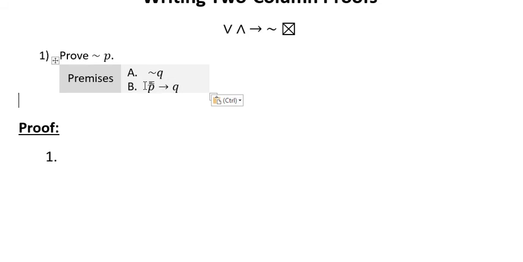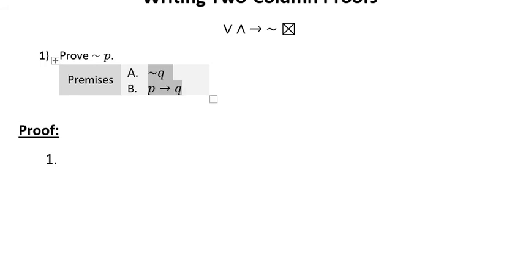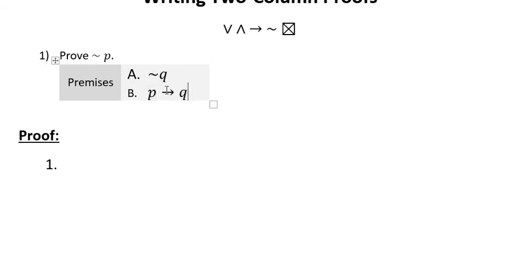In this one they are asking me to prove negation of P, and they give me these premises. As usual, I'm gonna begin with the premises, so I'm gonna copy this one. If someone asks why you are copying the second one first, you do it at your own convenience. For me it's convenient because it's gonna look identical to one of the rules that we're gonna work with.